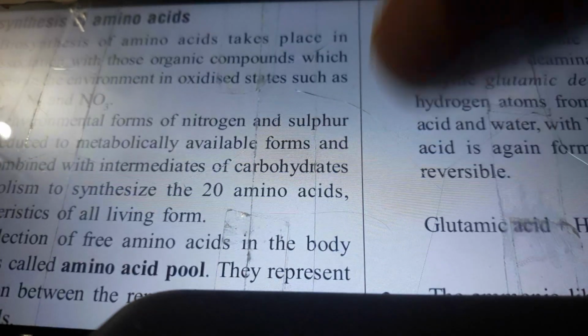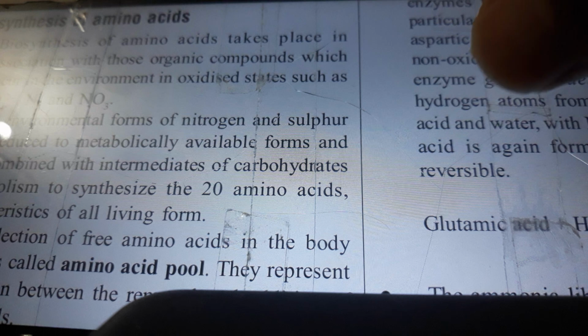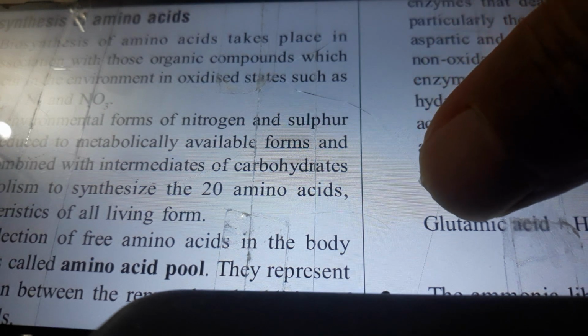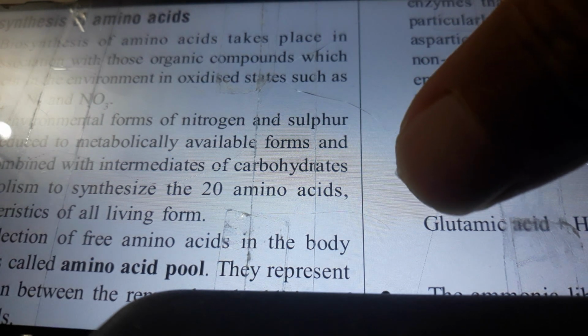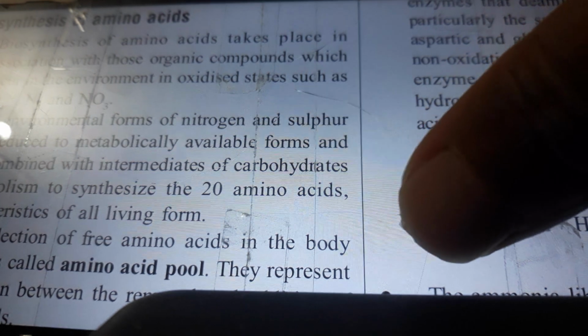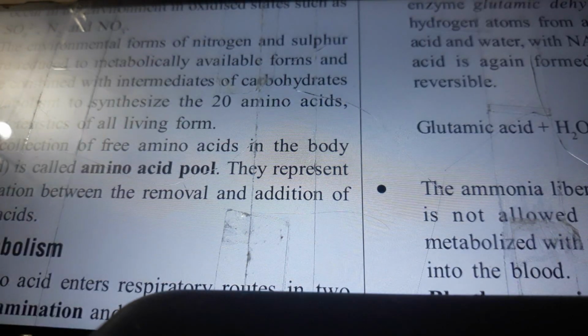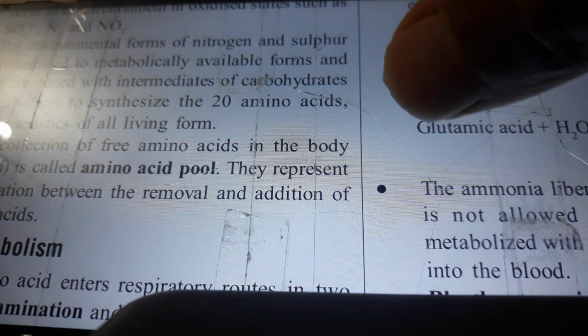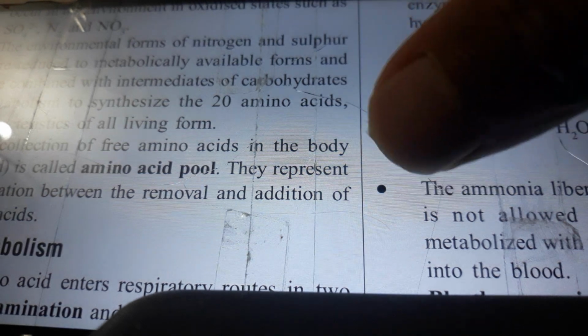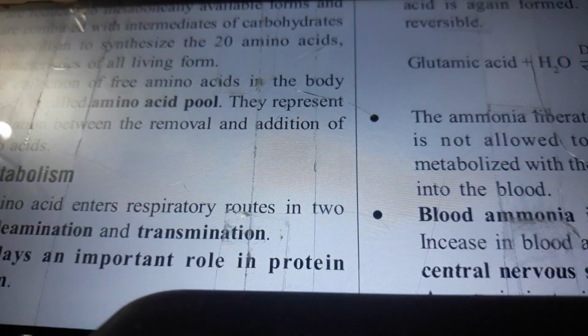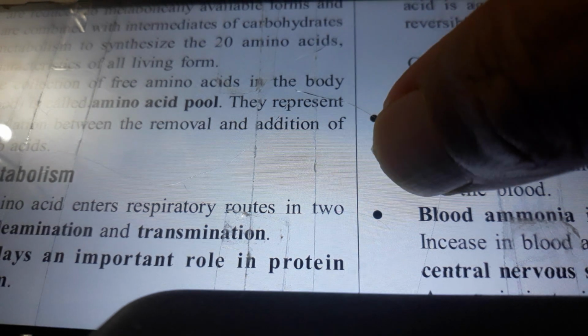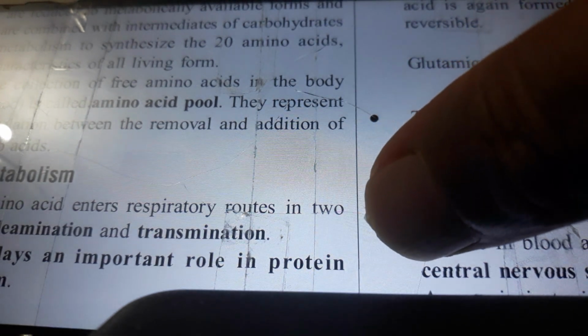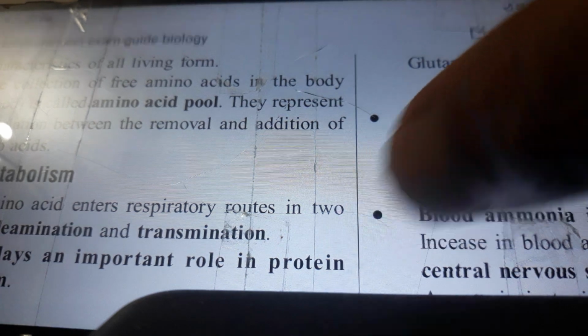Biosynthesis of amino acids. Biosynthesis of amino acids takes place in association with those organic compounds which occur in the environment in oxidized states such as SO4 2-, N2, and NO3-. Environmental forms of nitrogen and sulfur are reduced to metabolically available forms and are combined with the intermediates of carbohydrate metabolism to synthesize the 20 amino acids characteristic of all living forms. The collection of free amino acids in the body and blood is called the amino acid pool. They represent the relation between the removal and addition of amino acids.